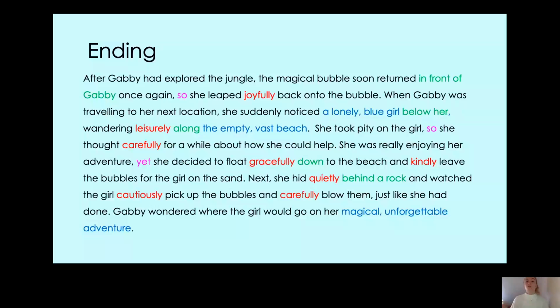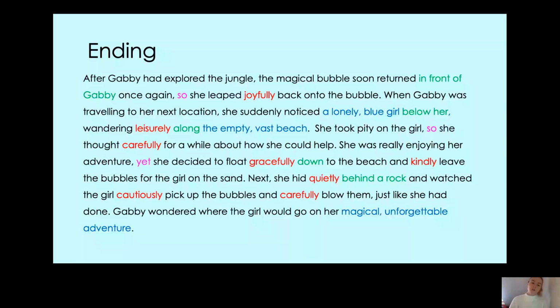So here we've got our consequence. She leaped joyfully. Okay, she leaped excitedly. She leaped happily because she thought she was going on another adventure back onto the bubble. When Gabby was travelling to her next location, so again, that tells us when it's happening. I know we haven't learned about adverb of time in this unit of work, but we learned about it in the last. So you can add these to your paragraph if you'd like.